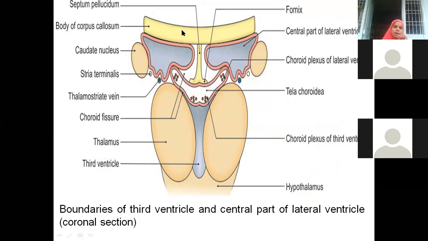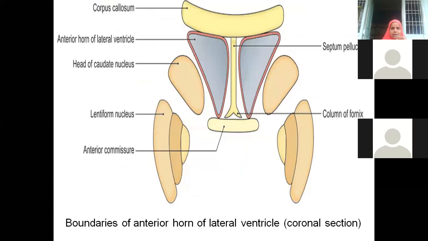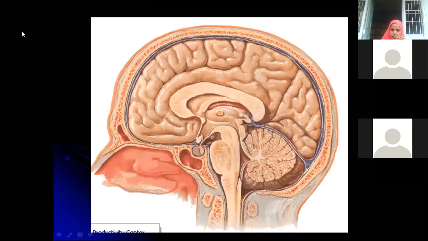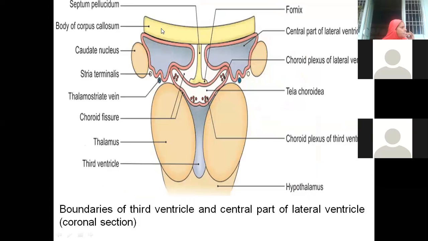Superiorly, we have the body of corpus callosum. As such, the whole of the lateral ventricle, I told you, is situated below corpus callosum. Just below corpus callosum, we have that septum pellucidum. So below corpus callosum, this empty cavity is nothing but the lateral ventricle. So it will be related to the corpus callosum only. Now let us see what relations we have. This is corpus callosum superiorly.